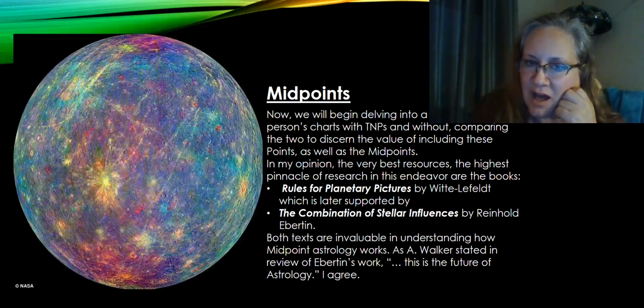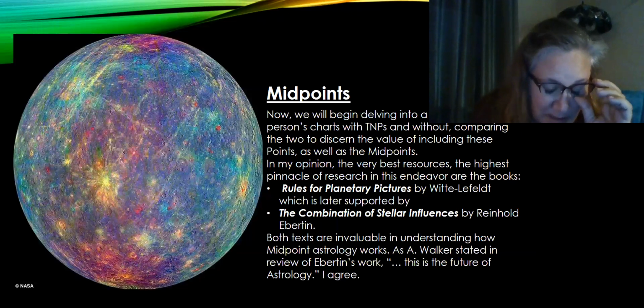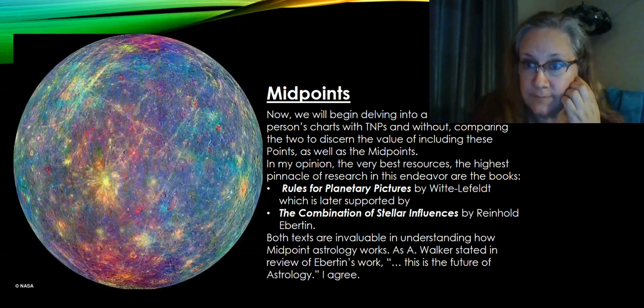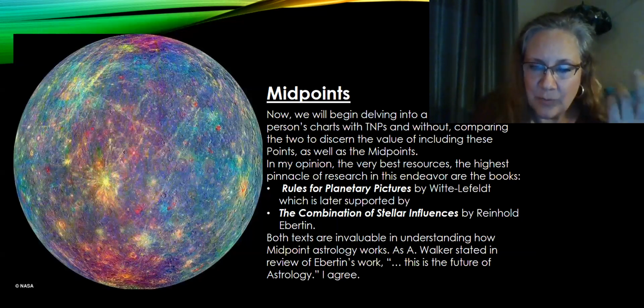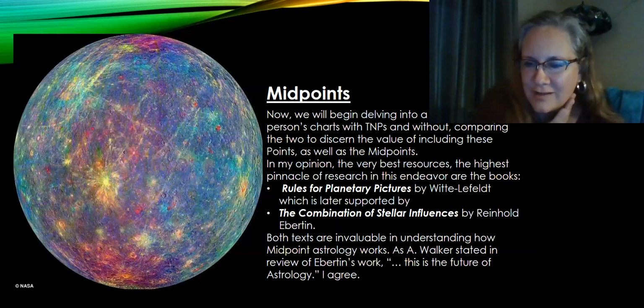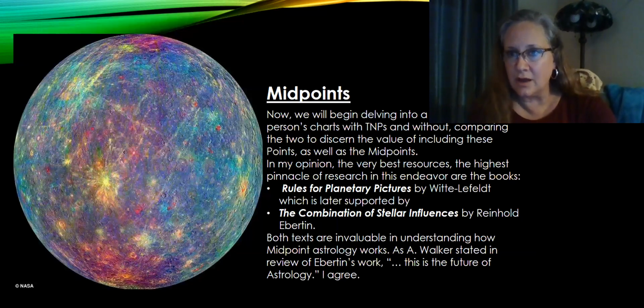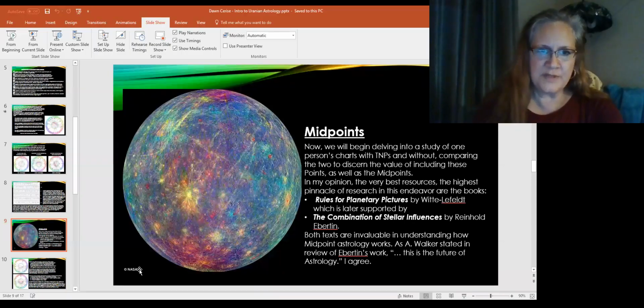I was looking up my book, Rules for Planetary Pictures, because I can't find it anywhere. I had this book for years and I can't find it right now, so I ordered another one, darn it. But when I was looking at that, I found The Combination of Stellar Influences, and A. Walker did a review on it, which was a glowing report. In the end it says, this is the future of astrology. And I totally agree. Midpoints are huge. Those who don't use them probably would start if they're seeing this. Oopsie.